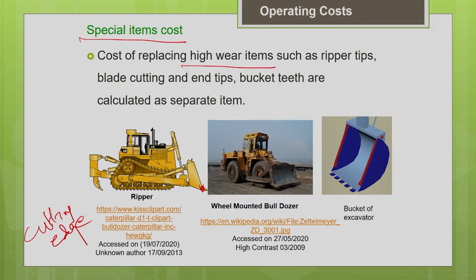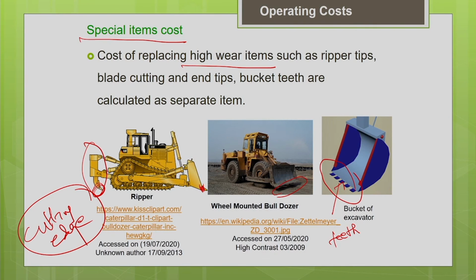Generally we don't replace the blade frequently. We just replace the cutting edge frequently. So these are called high wear items. Similarly, your ripper, which we use for loosening the earth, has a tip at the bottom. This tip also gets worn out faster, so we have to replace it at a shorter interval. This picture clearly shows the cutting edge at the bottom. Another example is the excavator bucket. At the edge of the bucket you can see the bucket teeth. These also get worn out faster. They are just bolted onto the bucket, so you can replace them quickly as they wear out. Basically these are high wear items.